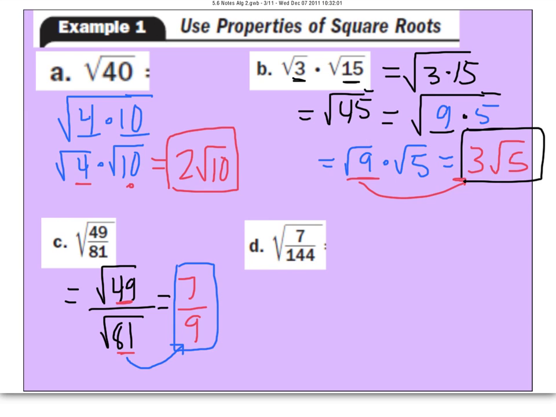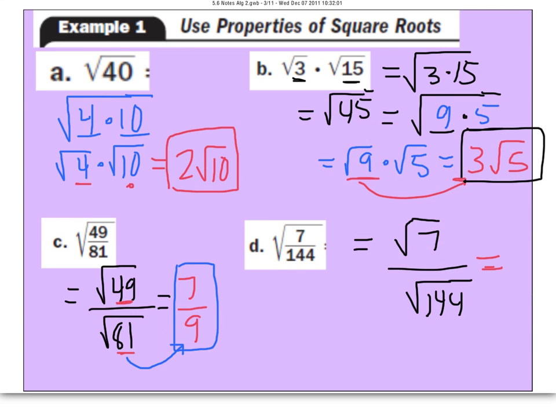Okay, letter D is similar. This looks pretty complicated, written as the square root of 7 over 144. So I'm going to see if it helps me to break it into two: square root of 7 over square root of 144. And if you don't know, just type in your calculator the square root of 7. If you get a nice whole number, then there's a nice answer. If not, then you just keep it.